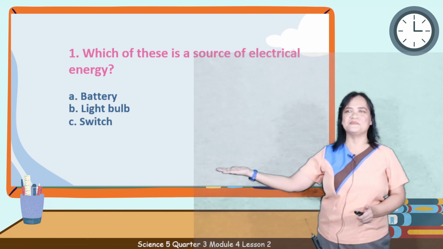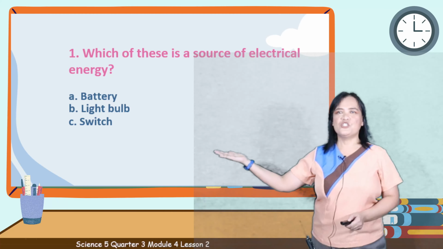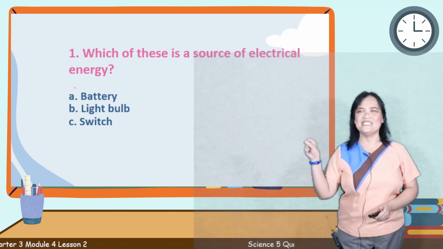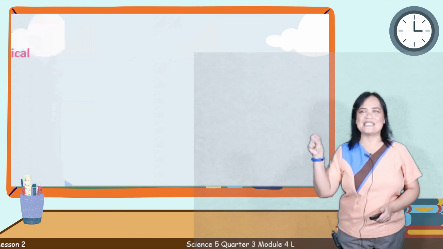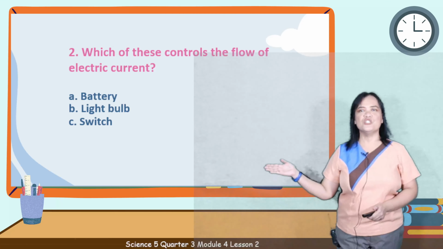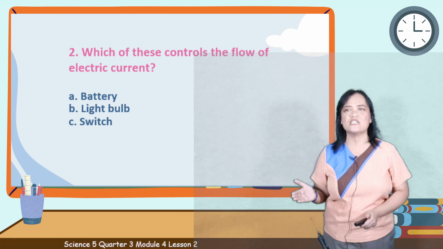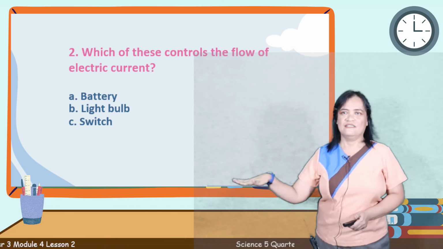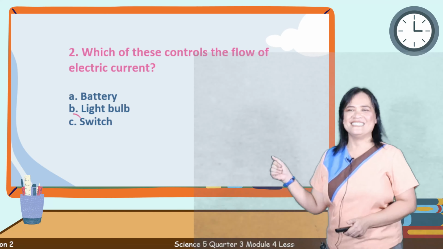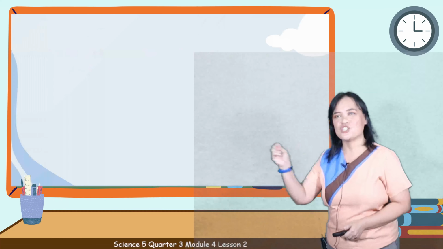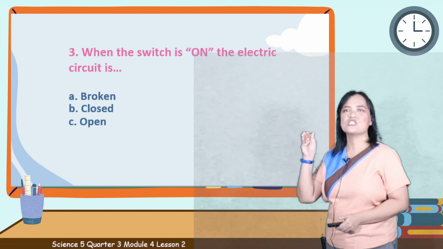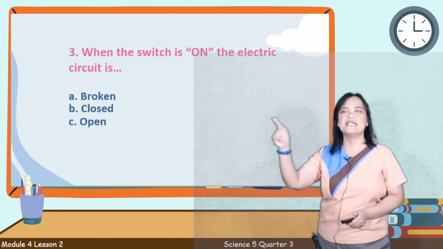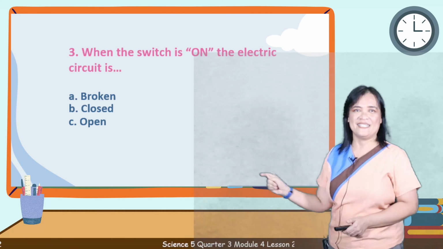Number 1. Which of this is a source of electrical energy? What is your answer? It is? Yes, it is the battery. Number 2. Which of this controls the flow of electric current? A. Battery, B. Light bulb, C. Switch. What is your answer, children? It is the switch. Next, number 3. When the switch is on, the electric circuit is A. Broken, B. Closed, C. Open.